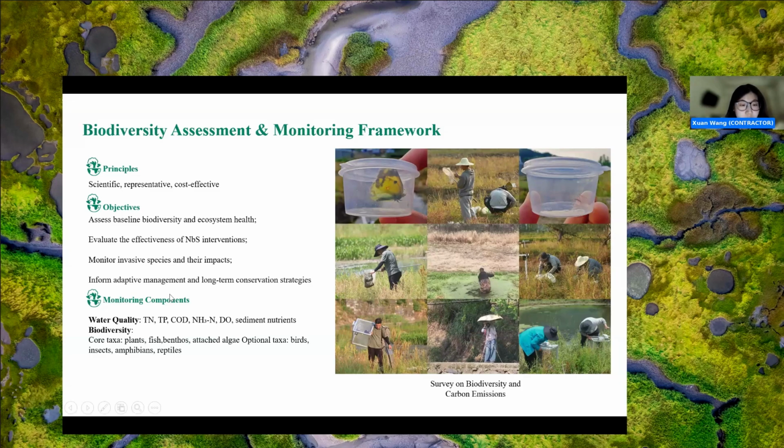To operationalize these goals, our monitoring comprises 2 key components. First, we track essential water quality parameters like total nitrogen, phosphorus, and ammonia, which are critical indicators of agricultural impact. Second, we conduct comprehensive biodiversity surveys. We focus on core aquatic taxa, including fish, benthos, and attached algae, as they are direct indicators of water health. We also optionally monitor groups like birds and amphibians, which provide a broader picture of watershed-wide ecological integrity.